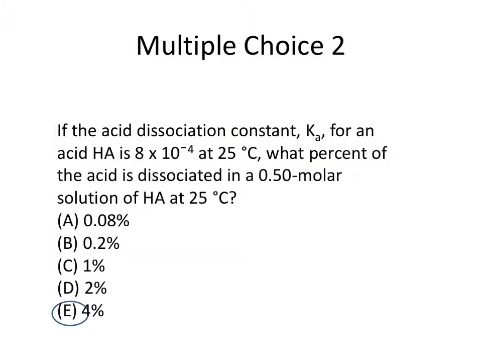All right, next question. If the acid dissociation constant Ka for an acid is 8 times 10 to the negative 4th, what percent of the acid has dissociated in a 0.5 molar solution?